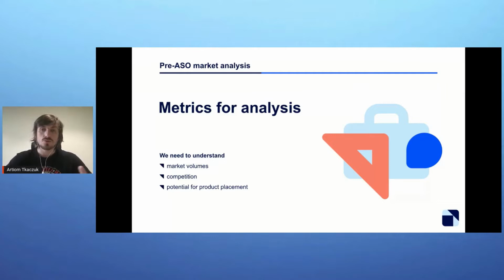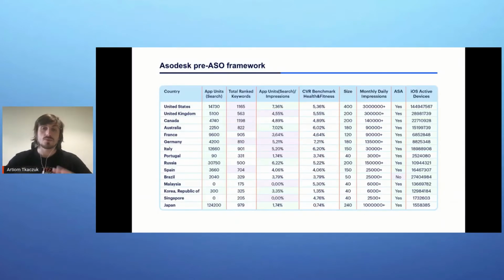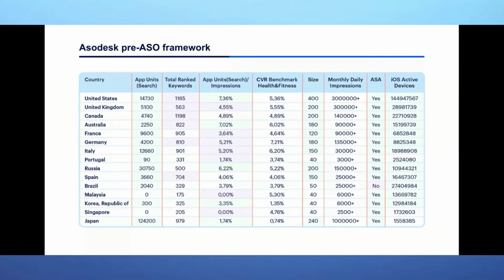So let's move to the ASO Desk pre-ASO analysis framework itself. Basically, it looks this way. This is a part of the framework. This table gives an opportunity to build a coherent set of data about organic traffic and make data-driven decisions.